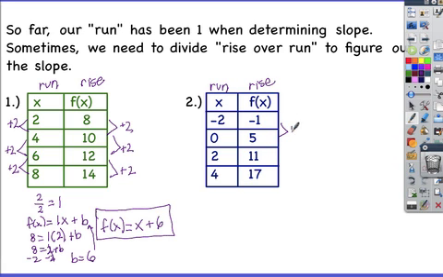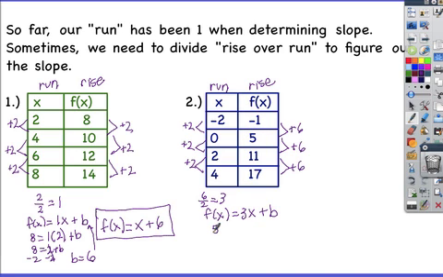For our rise, we're going up by 6, and our run is going up by 2. So our slope is 6 over 2, or 3. So we have f of x equals 3x plus our unknown b. Pick any of the points. This time I'm going to choose 0, 5 since it's usually easy to substitute in 0. So f of x is 5 when our x is 0. And I get that 5 equals 0 plus b, which means that b equals 5. When I plug that back in, we find that f of x equals 3x plus 5.